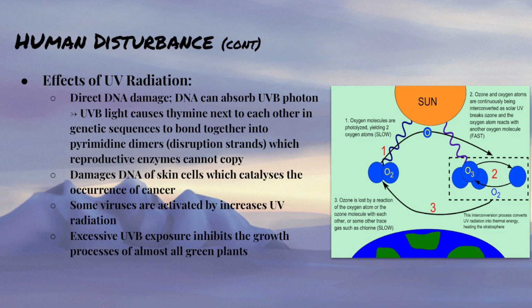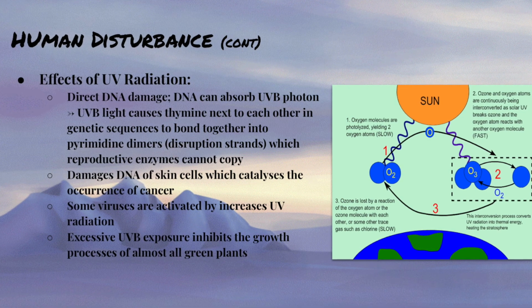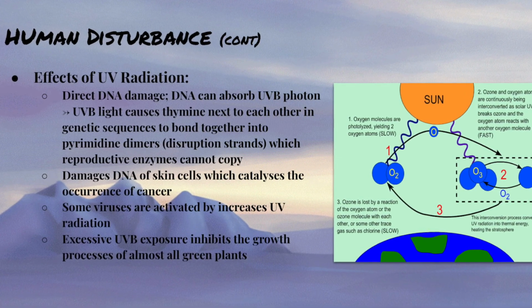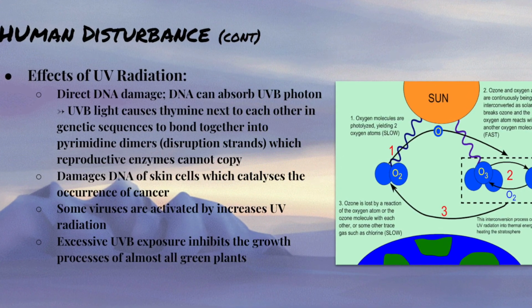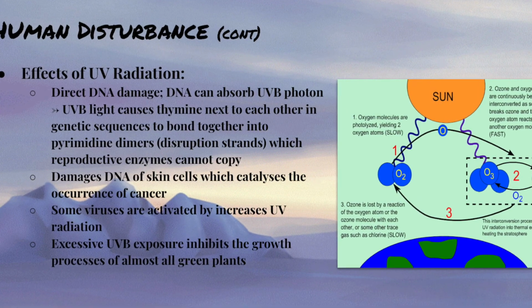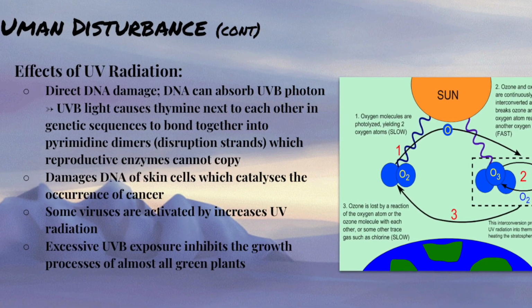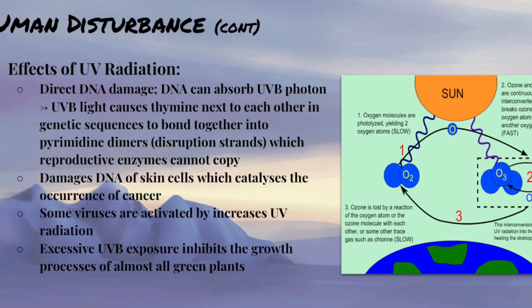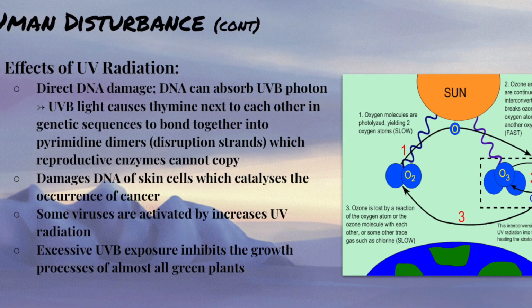Furthermore, human disturbance in the tundra is seen through UV radiation. Strong UVA and UVB radiation has occurred in Antarctica because of the serious destruction of stratospheric ozone. Excessive UVB exposure inhibits the growth processes of almost all green plants in the tundra.